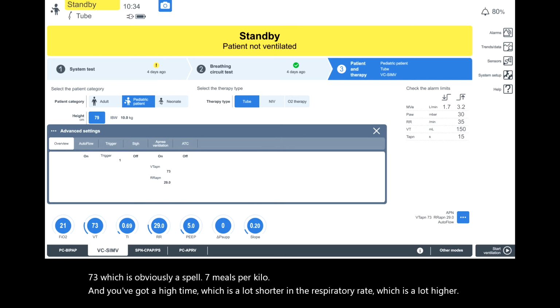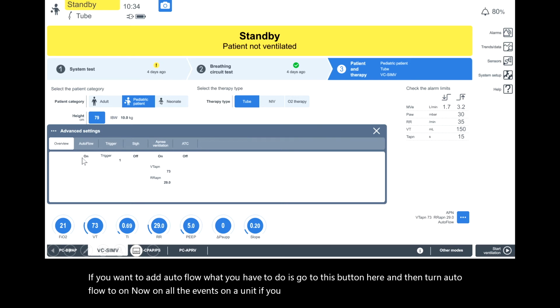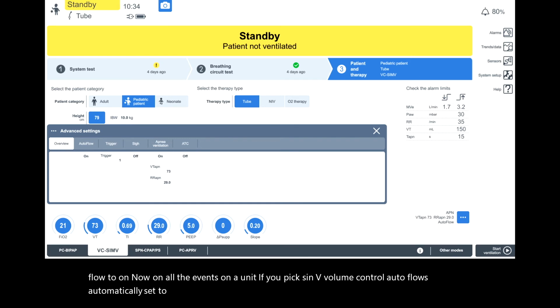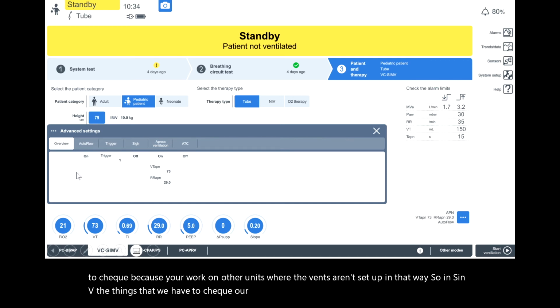If you want to add Autoflow, what you have to do is go to this button here and then turn Autoflow to on. Now, on all the vents on our unit, if you pick SIMV volume control, Autoflow is automatically set to on, so you don't actually need to go and look for it. But it's a good idea to check, because you'll work on other units where the vents aren't set up in that way.